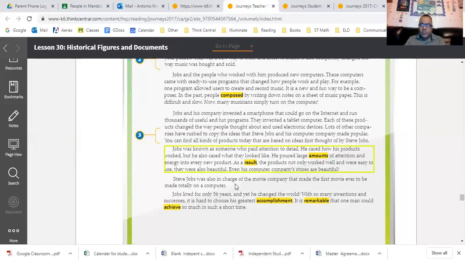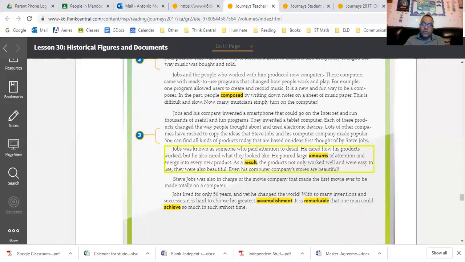Steve Jobs was also in charge of the movie company that made the first movie ever to be made totally on a computer. Jobs, what? He was in charge of the movie company that made the first movie ever. He was part of the great minds of that company. So he wasn't the only one, just like with his other products. He had a bunch of people working together. Steve Jobs was also in charge of the money of the movie company.